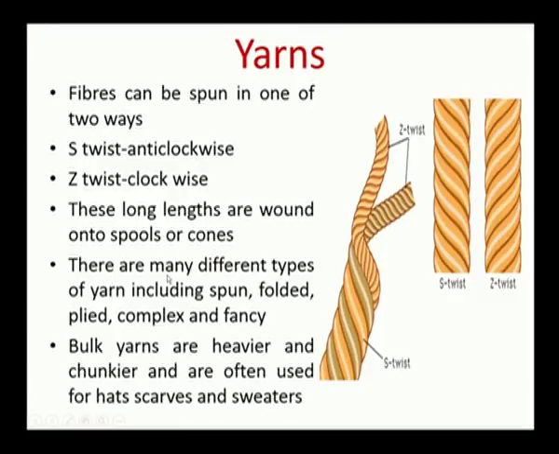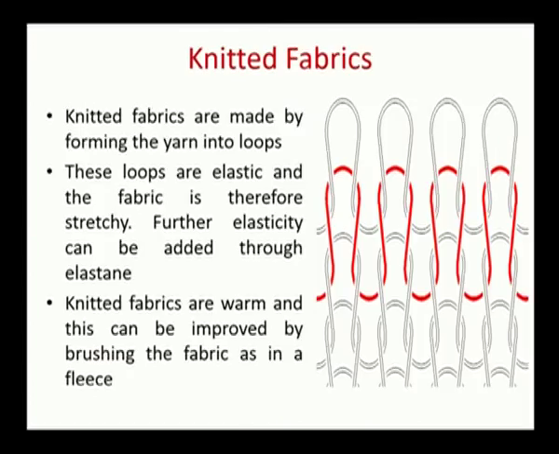There are many different types of yarn, including spun, folded, plied, complex and fancy. Bulk yarns are heavier and chunkier and are often used for hats, scarves and sweaters. So, if you are taking a fiber material and making similar material get together, either with S twist or Z twist, you can make a thicker material which has additional stability and strength. Whatever way you want, you can get from this material.